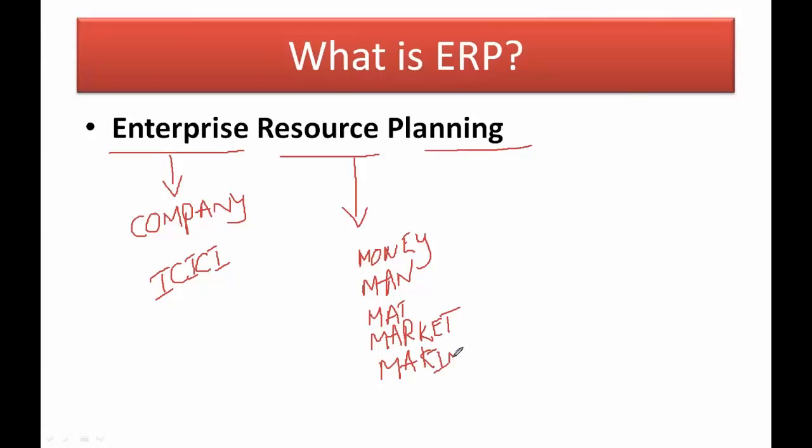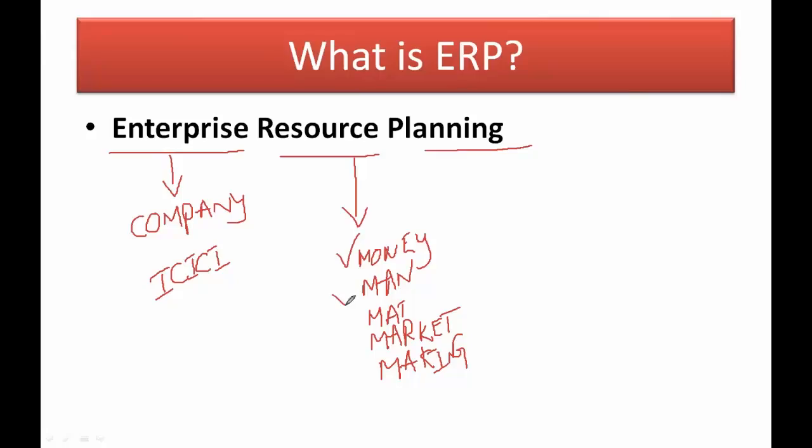These are the major resources required. If I want to start a bank, first I should have capital. I should decide that I want to give some loans to my customers. I want to give some credit cards to my customers. So what I'm doing, I'm giving some money to my customers. So the major resource is money.